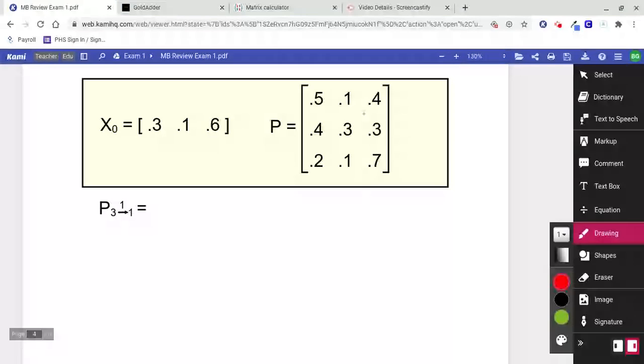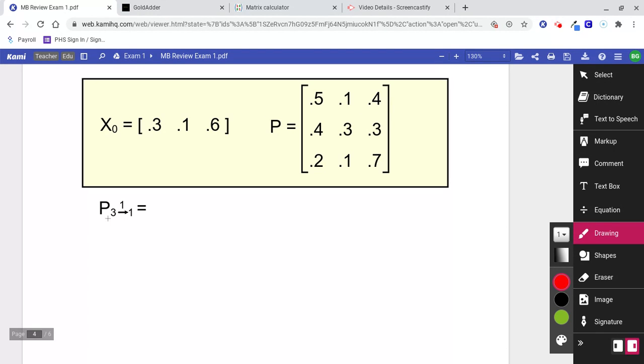You've got two different things. So make sure you know the difference between a distribution, which is a row vector, and the transition matrix, which is a square matrix. Okay, make sure you know the difference. But that's pretty much all you've got. You've either got a distribution or a transition.